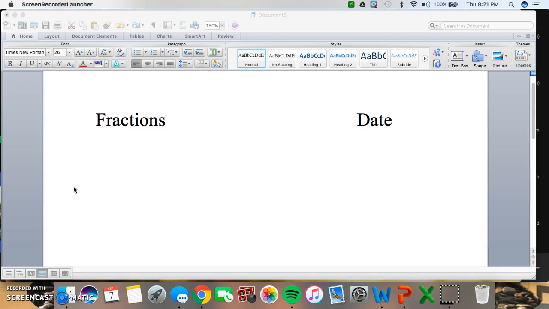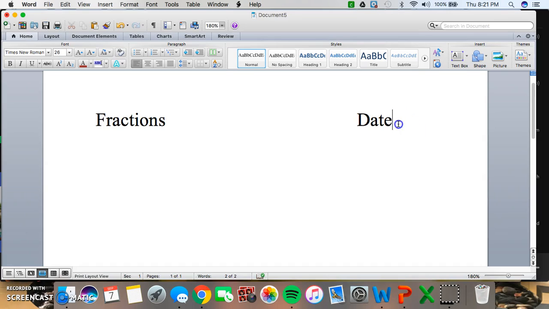Today we are going to be talking about fractions. So if you would title your notes at the top of the page as fractions, and don't forget the date. Our objective today is I will be able to find equivalent fractions and simplify fractions.